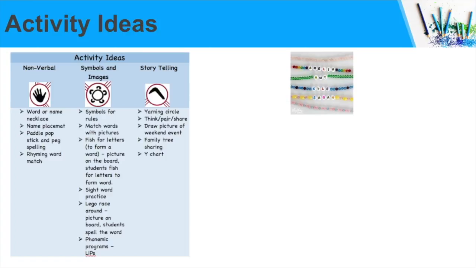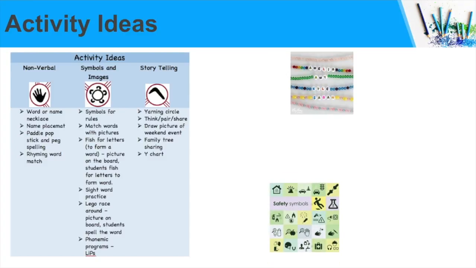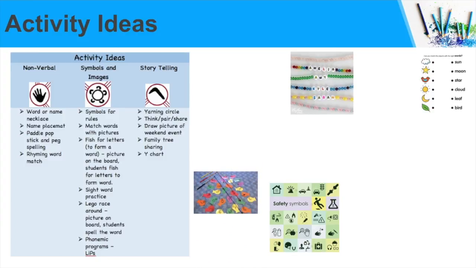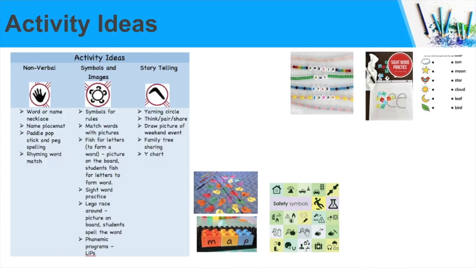Symbols and images. Children can create symbols for rules. They can match words with pictures, fish for letters. To form a word, they can look at a picture on the board and then they fish for letters to form that word. Sight word practice, Lego race around, very similar to fish for letters, where a picture will go up on the board and the students will find Lego pieces with those letters to spell the word, and various phonemic programs such as LIPS.